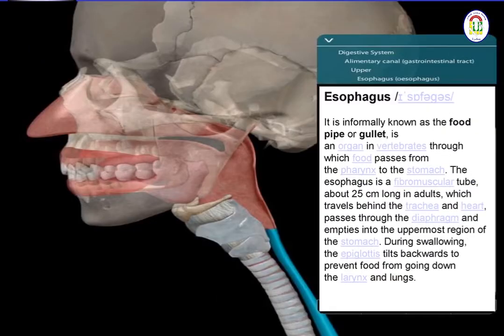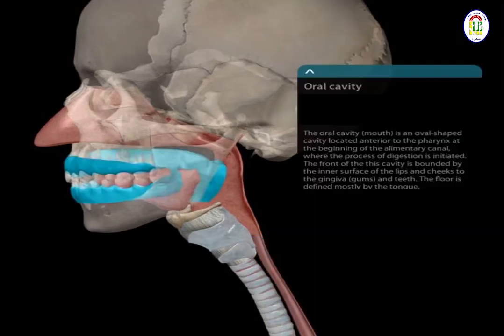The esophagus is part of the digestive system. It is informally known as the food pipe or gullet. It is an organ in vertebrates through which food passes from the pharynx to the stomach. The esophagus is a fibromuscular tube about 25 cm long in adults, which travels behind the trachea and heart, passes through the diaphragm, and empties into the uppermost region of the stomach. During swallowing, the epiglottis tilts backwards to prevent food from going down to the larynx and lungs.